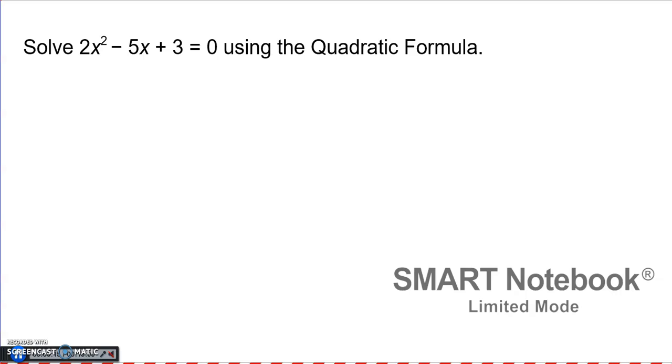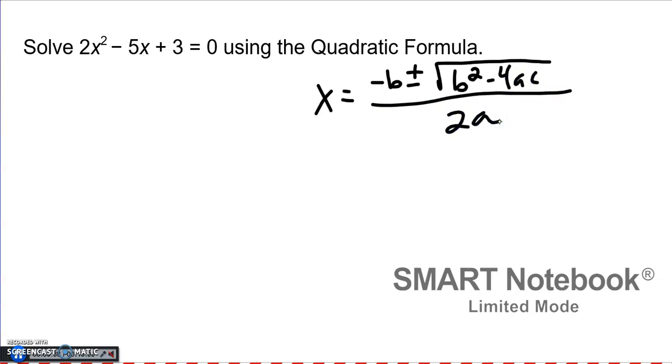So this is great, but let's show how we would use it. If we want to solve this equation here, 2x squared minus 5x plus 3 is equal to 0, we're going to use the quadratic formula. The first thing we always want to do is write it out. x is equal to negative b plus or minus square root b squared minus 4ac all over 2a. Perfect. Now let's start to fill in some of the values we know. If we go back to the equation 2x squared minus 5x plus 3, our a value is 2, our b value is negative 5, and our c value is 3.